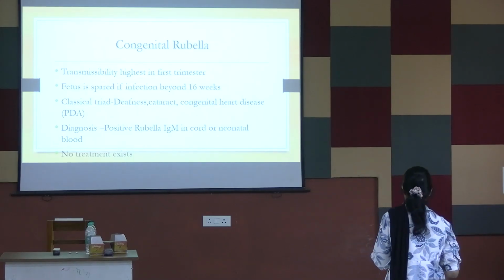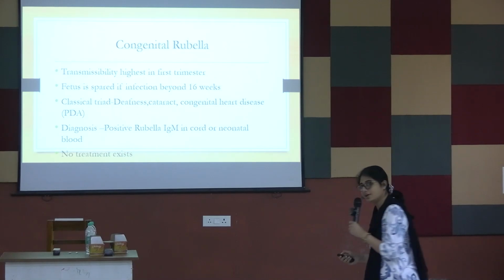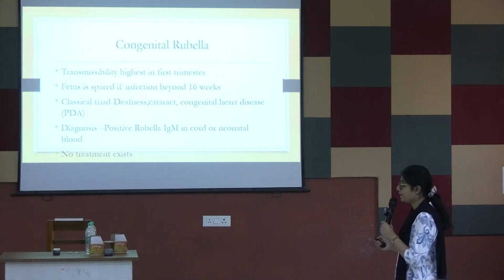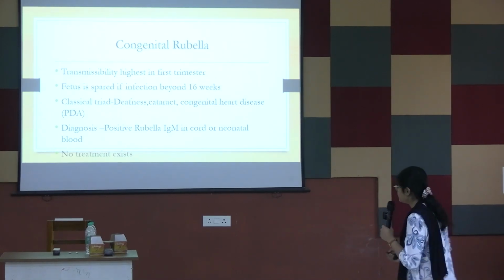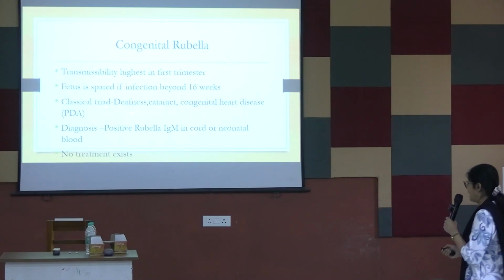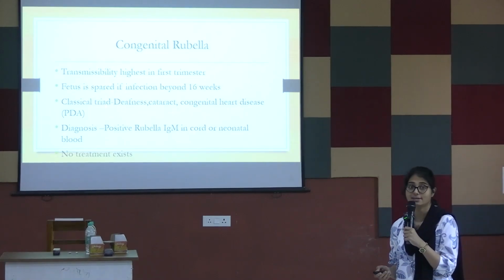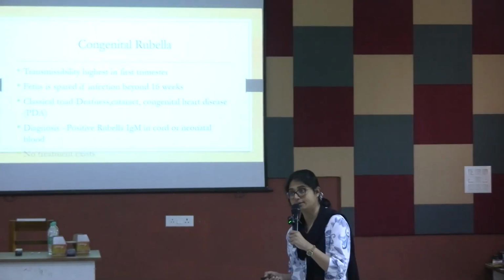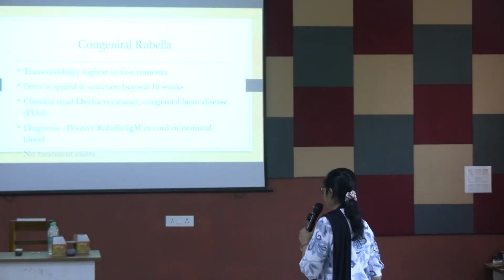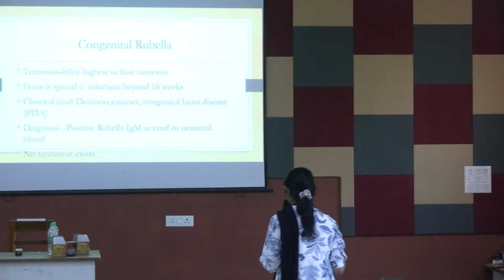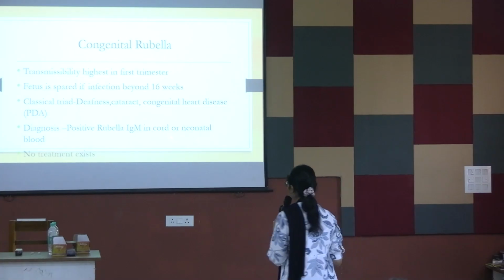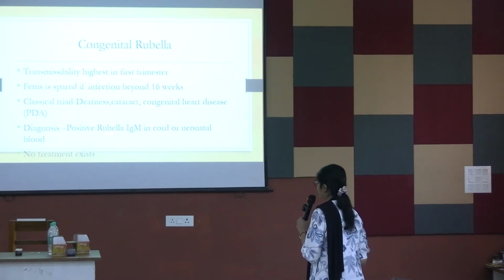What is the classical triad? Very favorite question for MCQ. The classical triad of congenital rubella is deafness, cataract and congenital heart disease. Which congenital heart disease? Patent ductus arteriosus, that is PDA. How will you diagnose? We will send blood samples from the cord or neonatal blood.